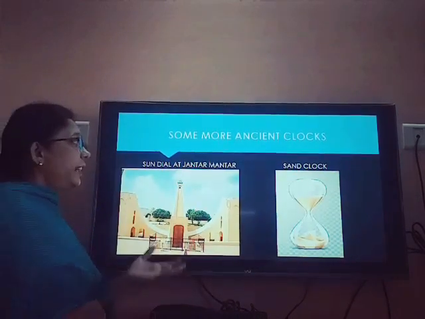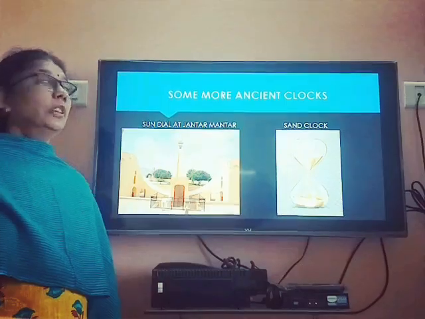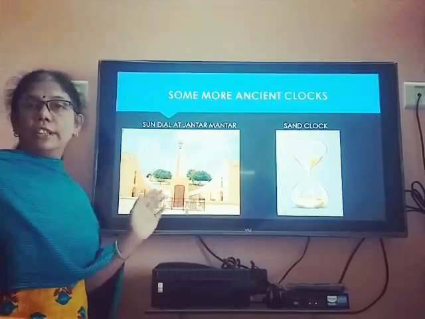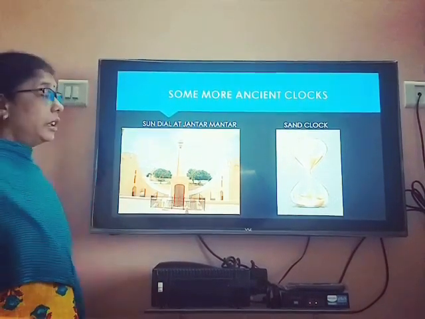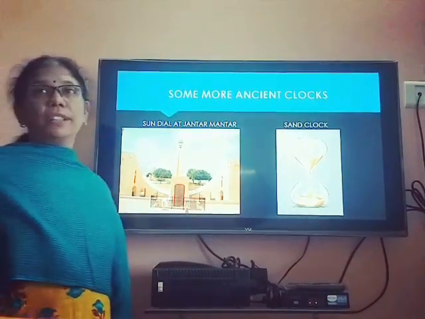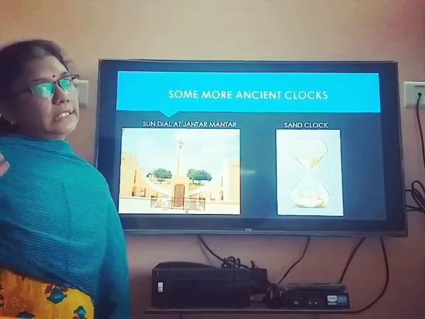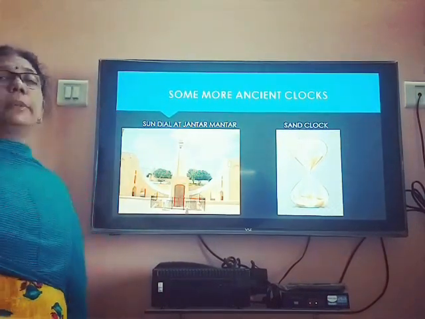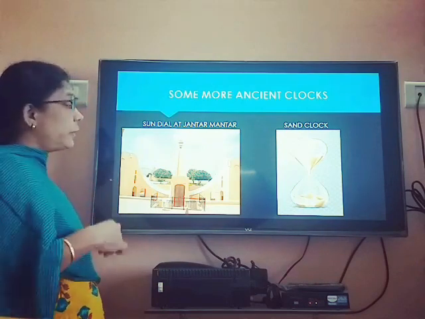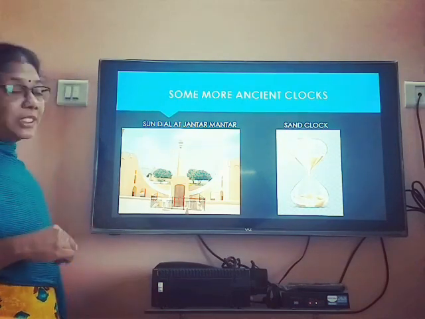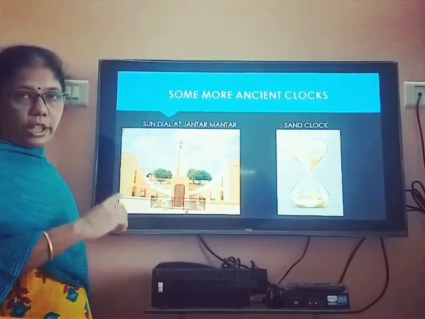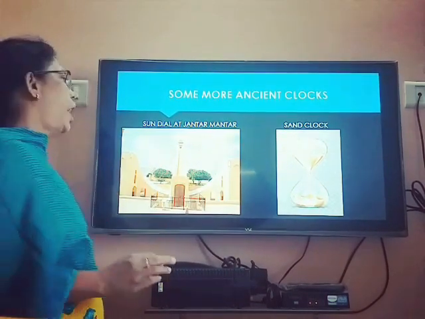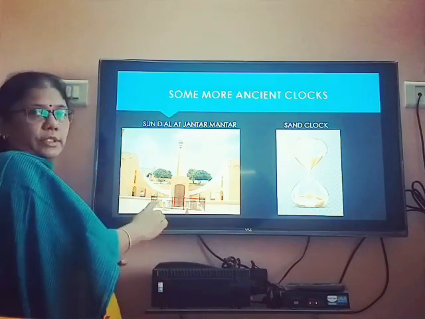Okay. So the next clock is an interesting one, some more ancient clocks. On your left, what you see is the sundial at the Jantar Mantar. Rajput kings built these Jantar Mantars for finding the time. You can find them across North India. This one probably is from Jaipur. So how does it work? You can see the central tower. It will cast a shadow on the arch that you see.